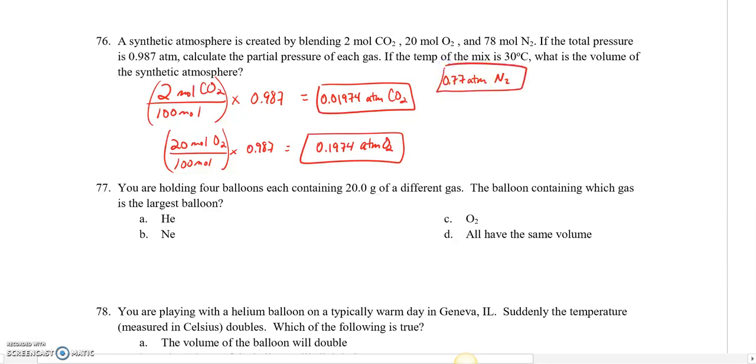The second question asks if the temperature is 30 degrees, what's the volume? This is just PV equals nRT. We use the total number of moles, 100. Solve for your volume using the total pressure. Let's skip ahead. You get a volume of 2519 liters.